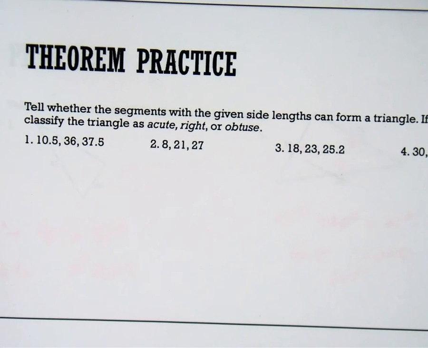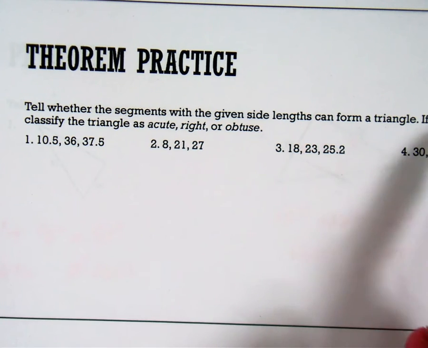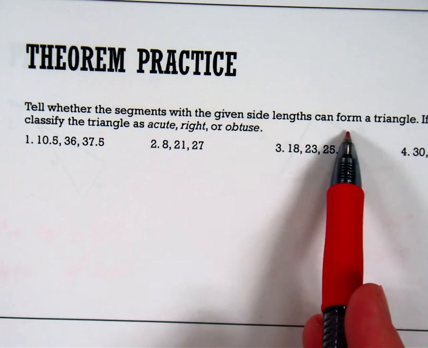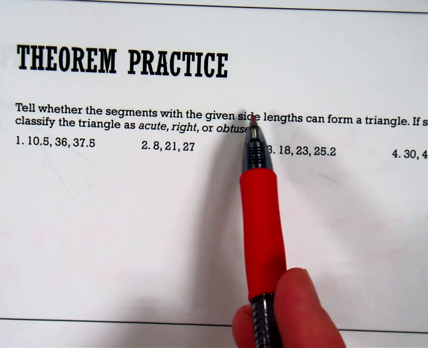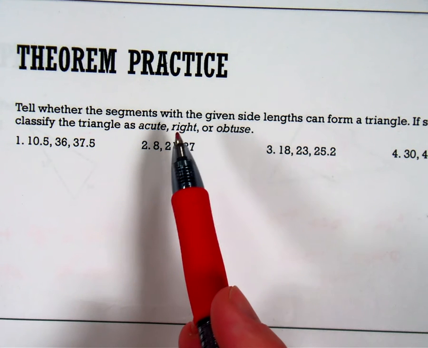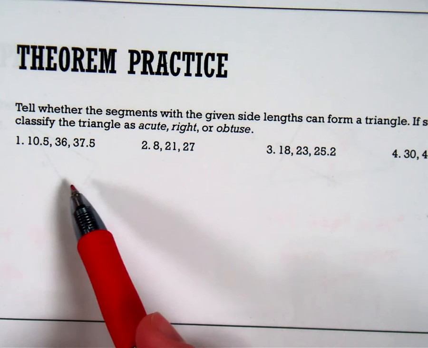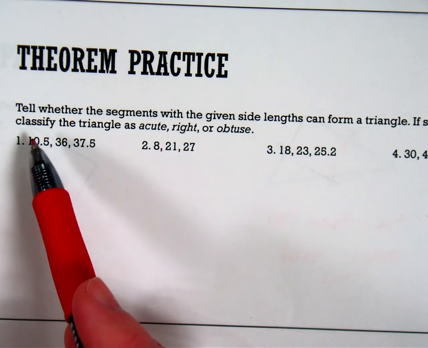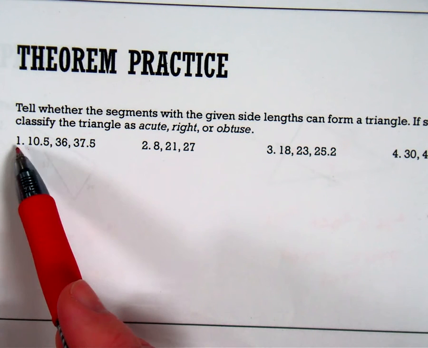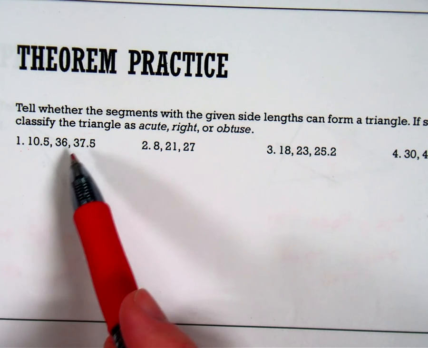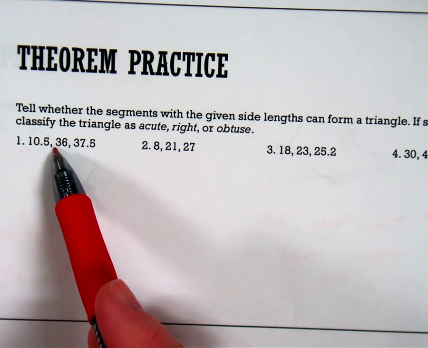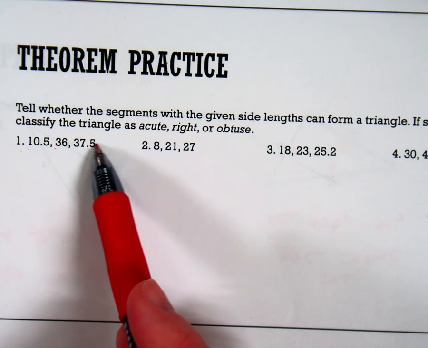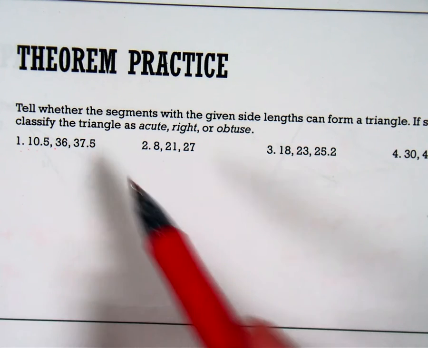Now, we added another thing here. Can they make a triangle, number one? Okay, that's got to think back to a couple chapters ago. Can these sides even make a triangle? Remember, to make a triangle, the two smallest sides have to add up to be bigger than the biggest side. So 10.5 plus 36, yep, that's going to add up to be more than the biggest side. So these can make a triangle.